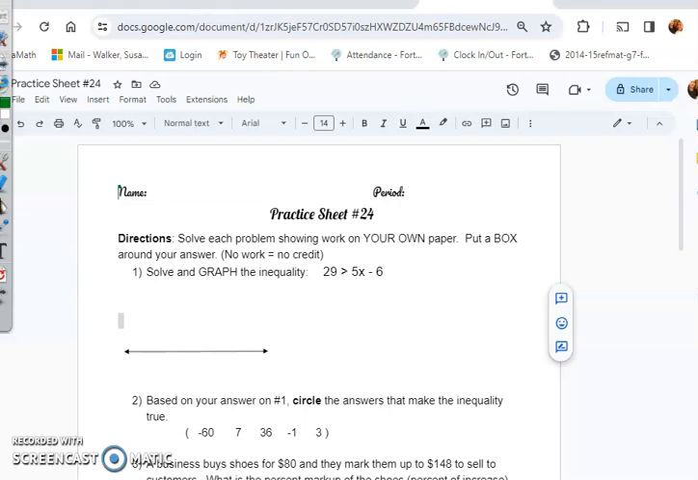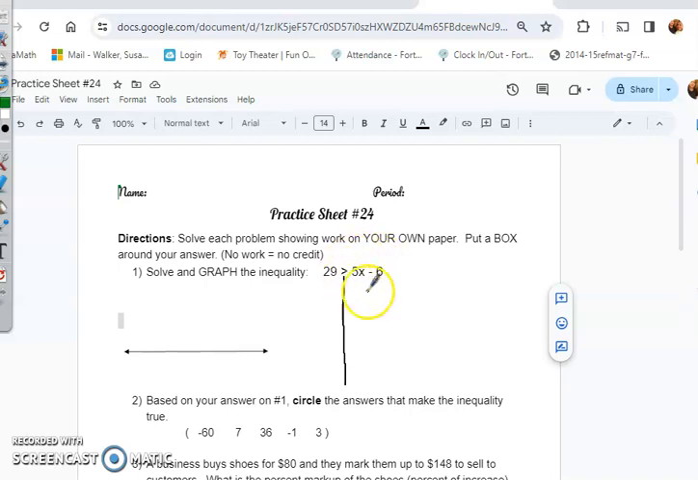Everyone, we are working on practice sheet 24. So numbers 1 and 2, they go together. I do want to make sure that we start the first step together and you're going to finish it up, 1 and 2. Okay.